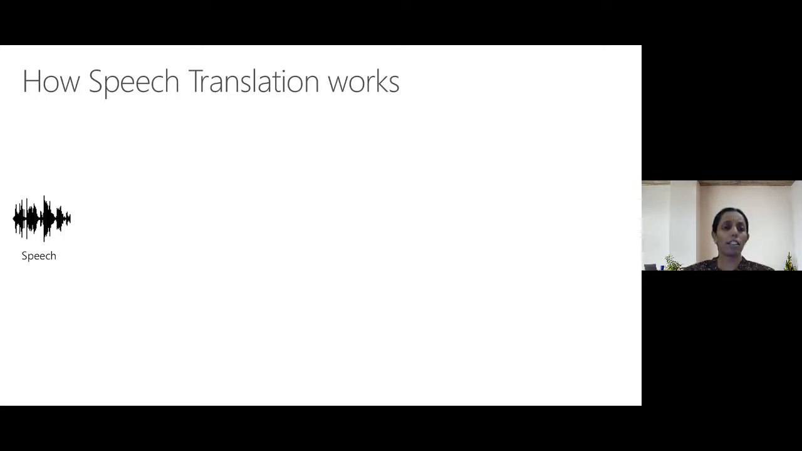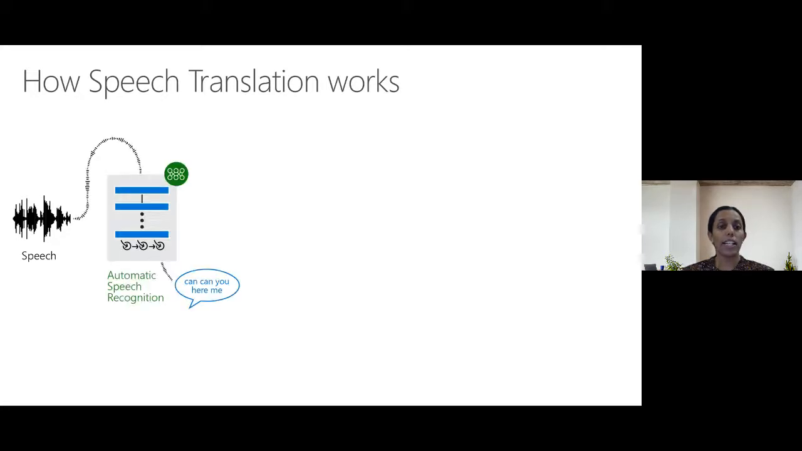How does this actually work in the backend? The user speaks, and the speech gets into something called ASR, or automatic speech recognition. Many times when we speak, we're not always grammatically right. We might repeat a word. So here's a sentence where I say, can you hear me? Because I'm not sure that the Alexa or the Siri application can really hear me.